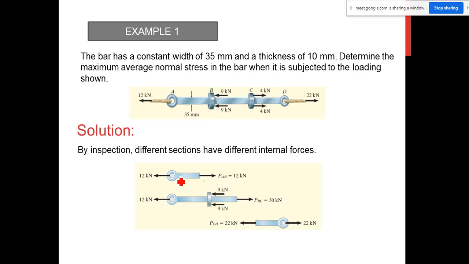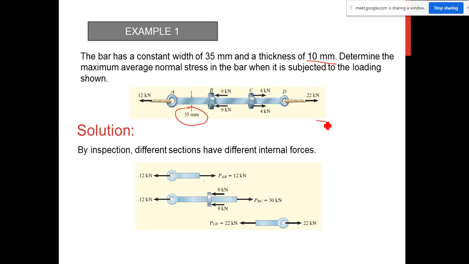The bar has a constant width of 35 mm. So this is the bar, bar A, B, C, D, and the width is 35 mm, which is here. And the thickness is 10 mm. So this bar has thickness 10 mm.